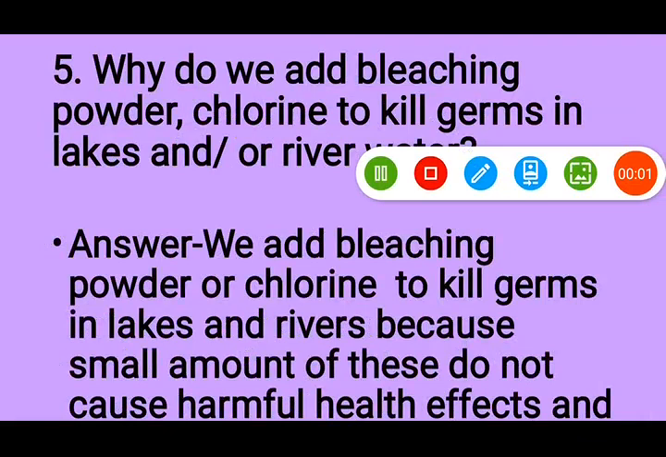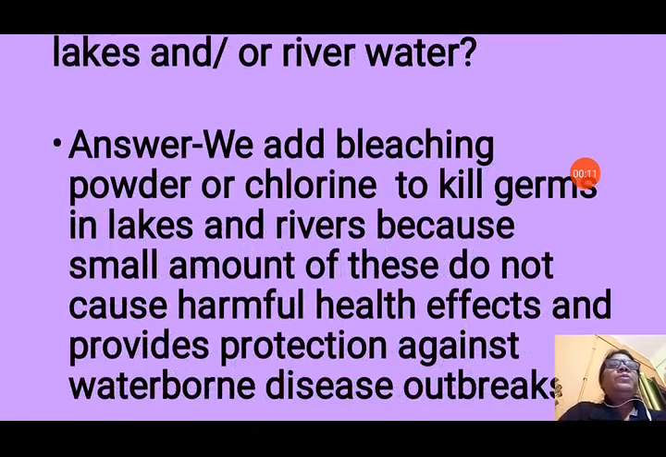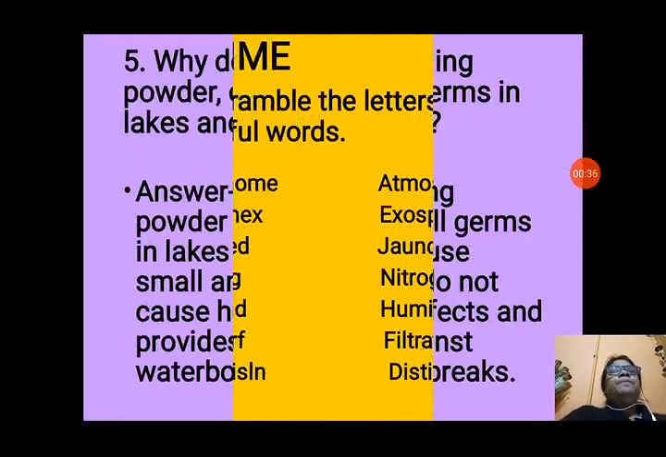Now students, we will discuss question number 5. That is, why do we add bleaching powder or chlorine to kill germs in lake or river water? We add bleaching powder or chlorine to kill germs in lakes and rivers because a small amount of these does not cause harmful health effects and provides protection against waterborne diseases also. So outbreaks of waterborne diseases can be prevented by adding chlorine to kill germs in water.